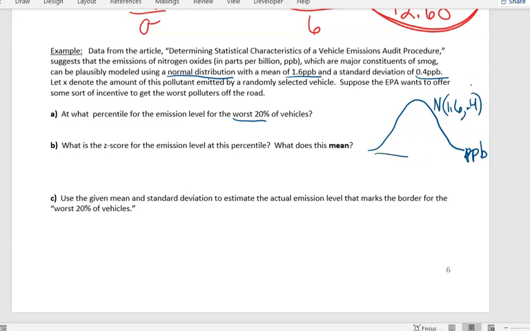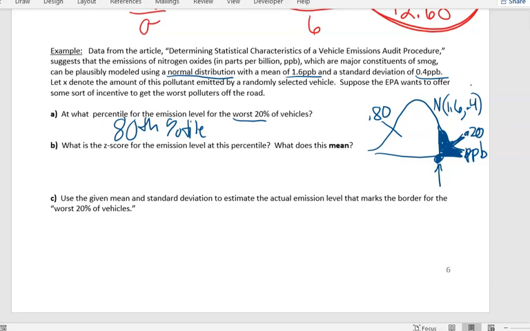Where are the worst polluters? The worst polluters would have a very high amount of parts per billion. In other words, they would be the ones with the most pollution. So that puts 20% above whatever that worst polluter is. Whoever this is right there, that's the worst polluter, and there's 20% above that. Now, a percentile is the proportion at or below. So if there's 20% above, we're talking about the 80th percentile. We're looking at the 80% to the left because this adds up to 100%.